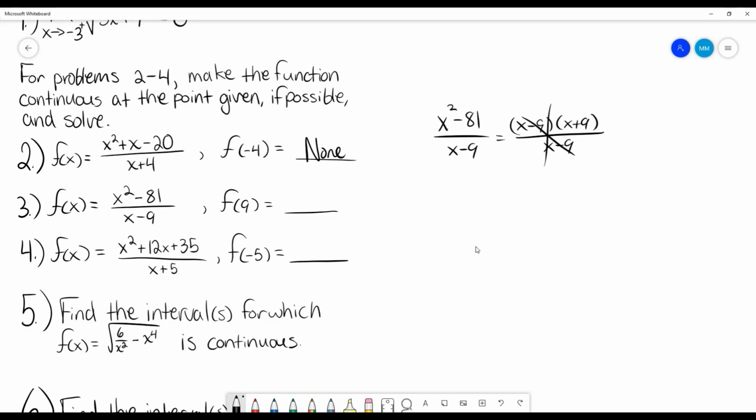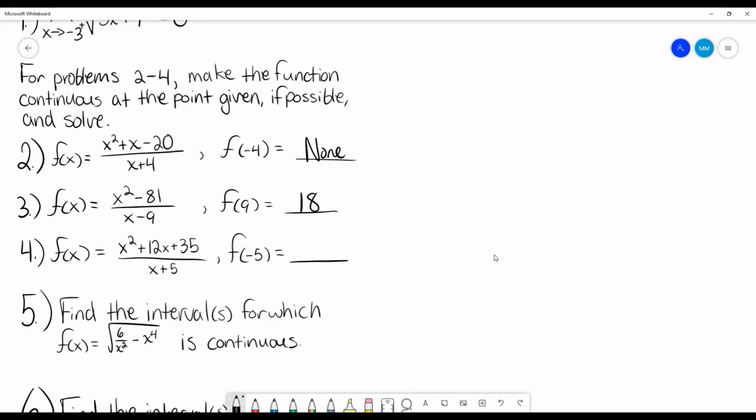So in this case, we can cancel out those x minus 9s, and so we're just left with an x plus 9. Obviously, this when x equals 9 is still outside of this function's domain, and that would be considered a hole if we were to graph that. But in this case, we just want to figure out what we want to make it continuous, which we just did, and then figure out what this value will be. So in that case, it's going to be a 9 plus 9, because we're plugging in that 9 for the x. So our answer is 18.